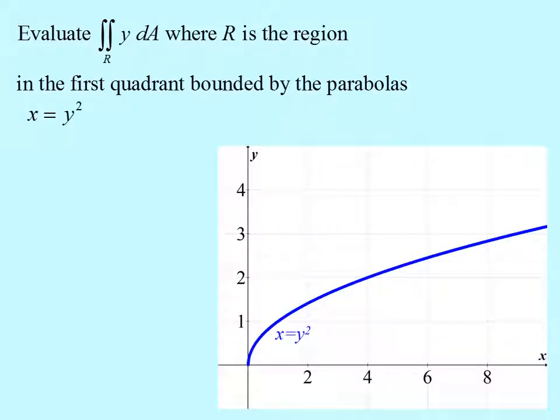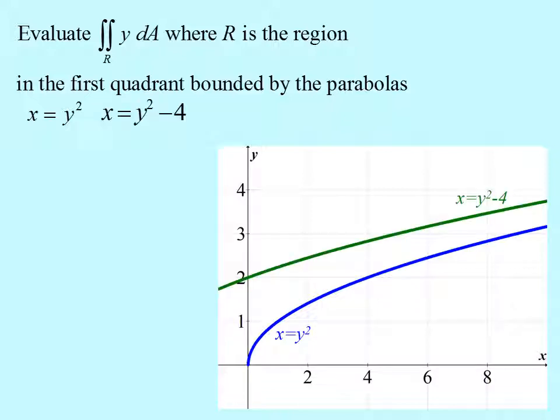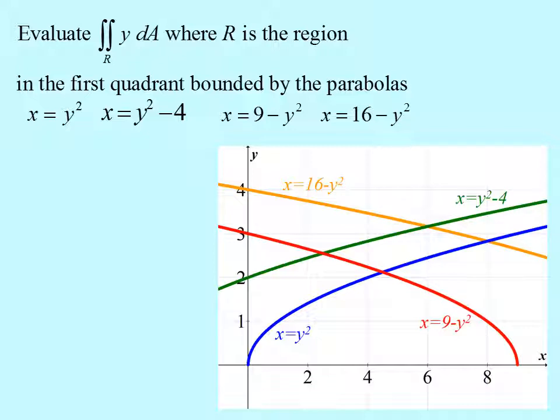Now, we're going to take the region that is bounded by x equals y squared minus 4, and x equals 9 minus y squared, and x equals 16 minus y squared. I've got them all color-coded. And we want to find that region. So the region that we're integrating over is this region. That is neither type 1 nor type 2. So we're going to do a transformation on that.